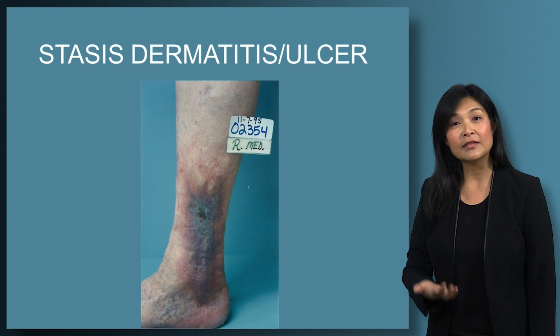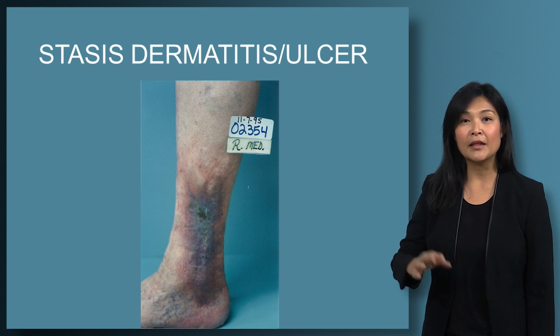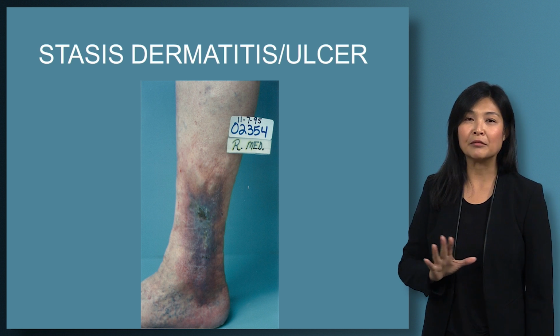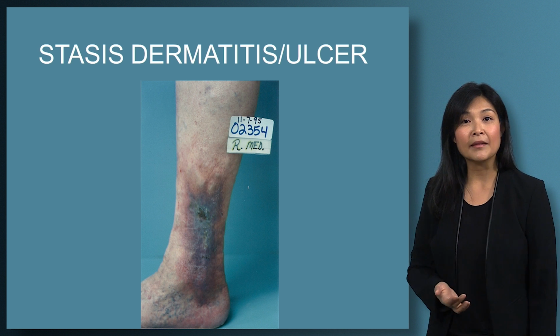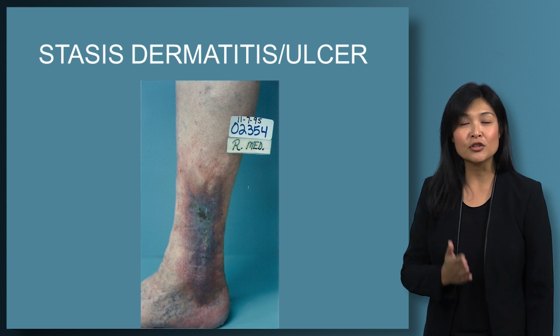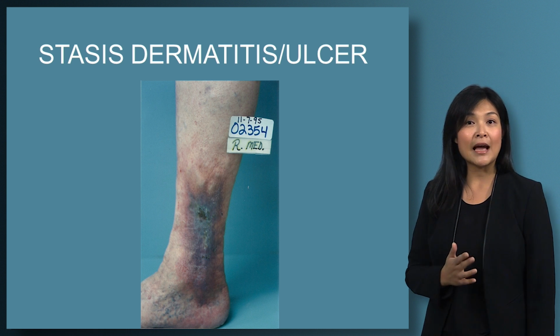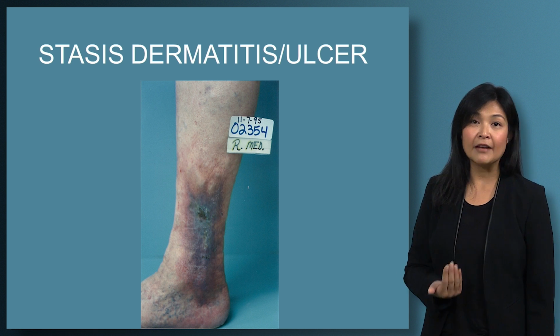This is another picture of stasis dermatitis, and you can see that there is a hyperpigmented red-brown plaque over the leg. What I'd like you to note is that in the middle of that plaque, there is starting to become an ulcer. There's an opening of the skin, and that's what happens when stasis dermatitis is left untreated for a long period of time.